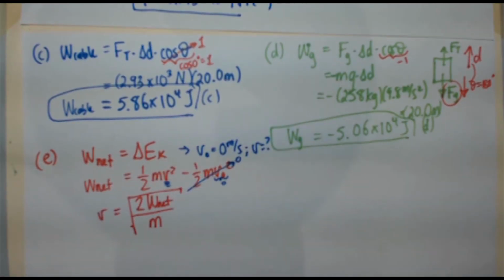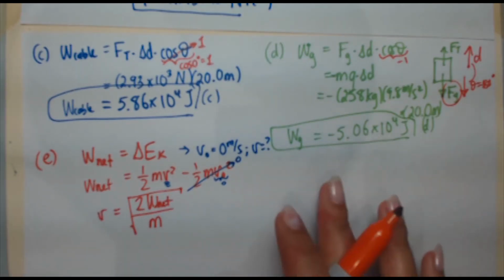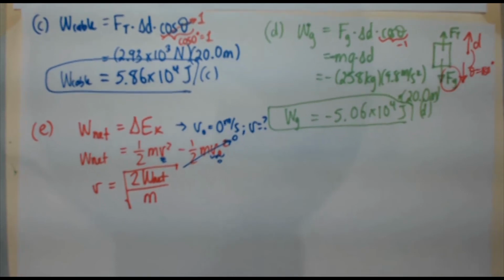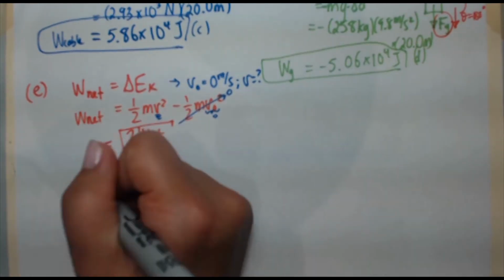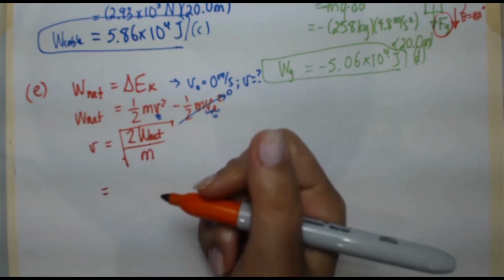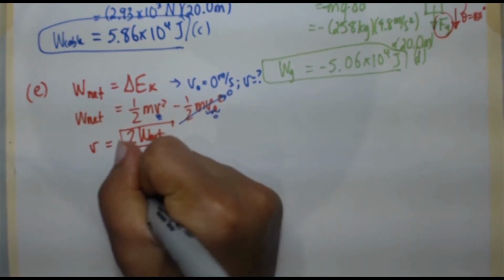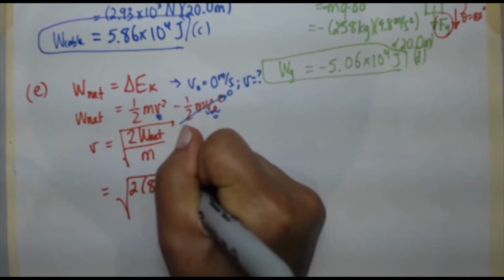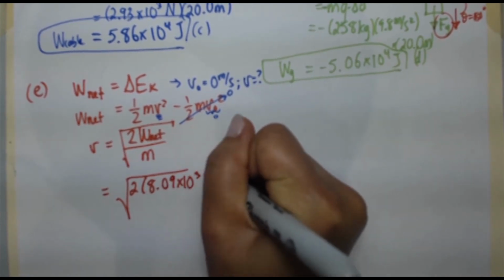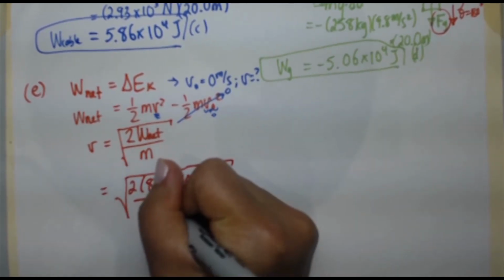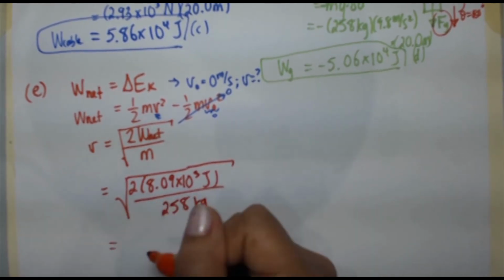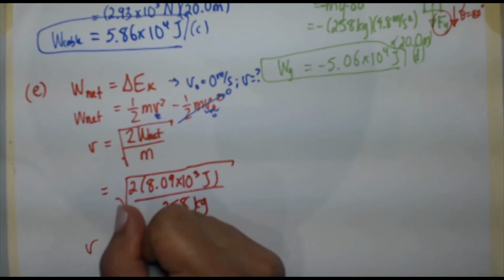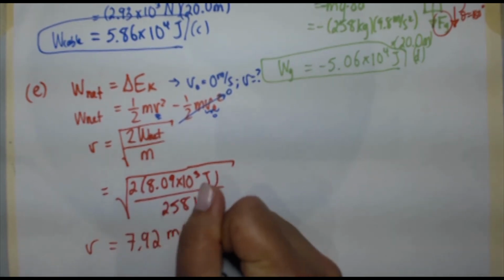Now, if you have to do that in a few steps, that's okay. You should do it like that until you start becoming more confident with how fast you can isolate variables in a formula. Now plug in our values. We already found the net work in part B, so I'm going to use that value: 2 times 8.09 times 10 to the 3 joules, divided by the mass, which is 258 kilograms. Take the square root of that, and you are going to get the speed is 7.92 meters per second.